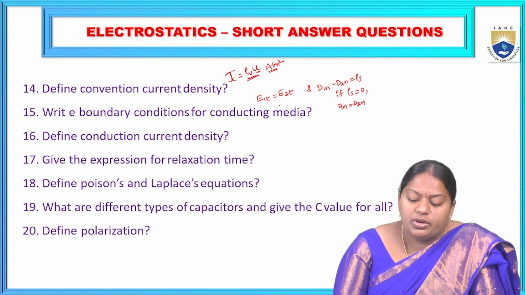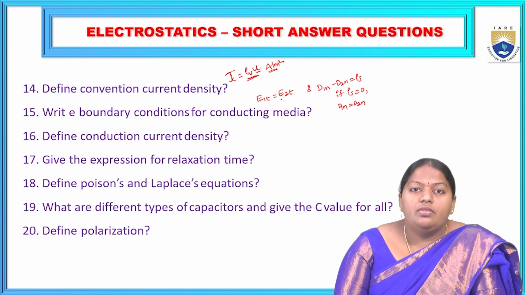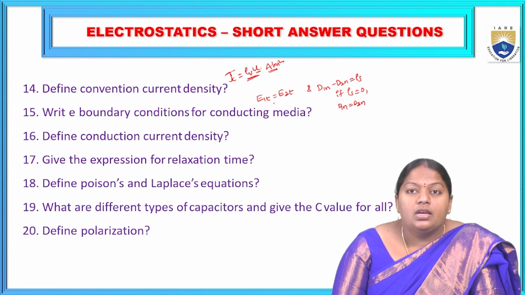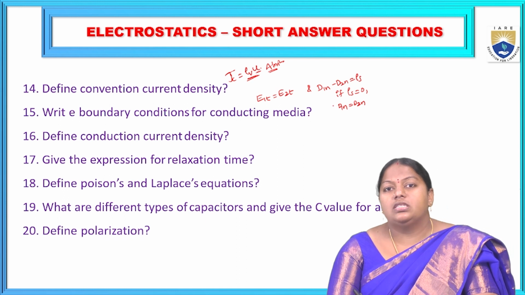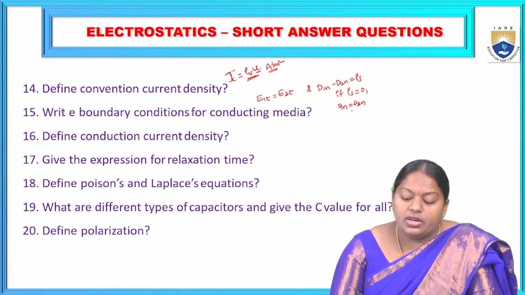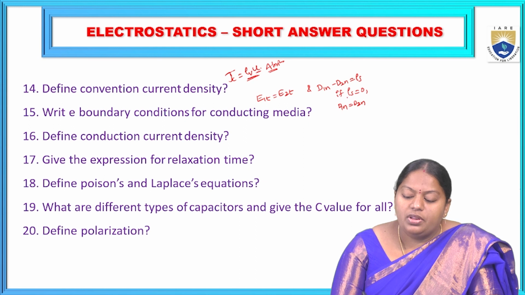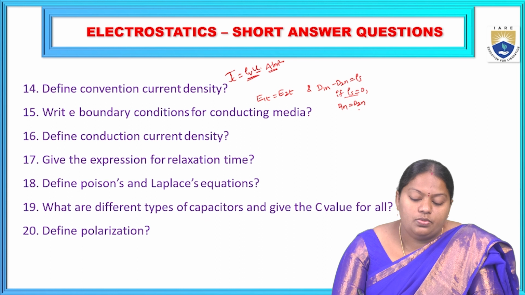This means the tangential components of the electric field intensities of both medium 1 and medium 2 are the same between two dielectric media. And D1n is equal to D2n means the normal components of both the flux densities are continuous across the boundary if it is a charge-free region, if rho s is equal to 0.